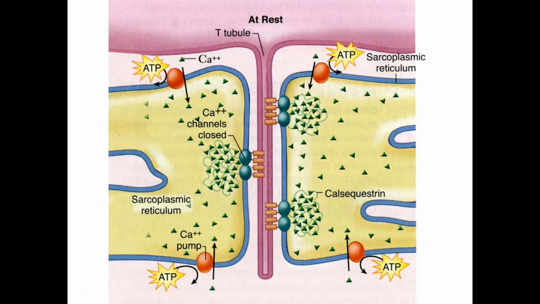To bring us back to rest, we bind ATP to the myosin head, pull it back. We spend ATP to take the calcium that's free floating out there and pull it back into the sarcoplasmic reticulum. If there's no calcium, there's no cross bridge. There's no cross bridge, there's no contraction. Okay. Reset for the next time around. And that's how contraction works. That's how sliding filaments slide.